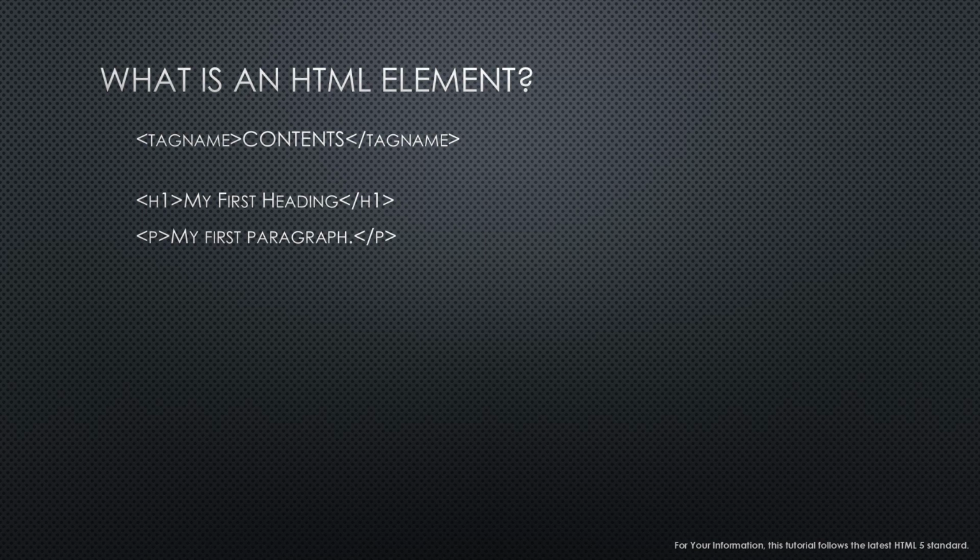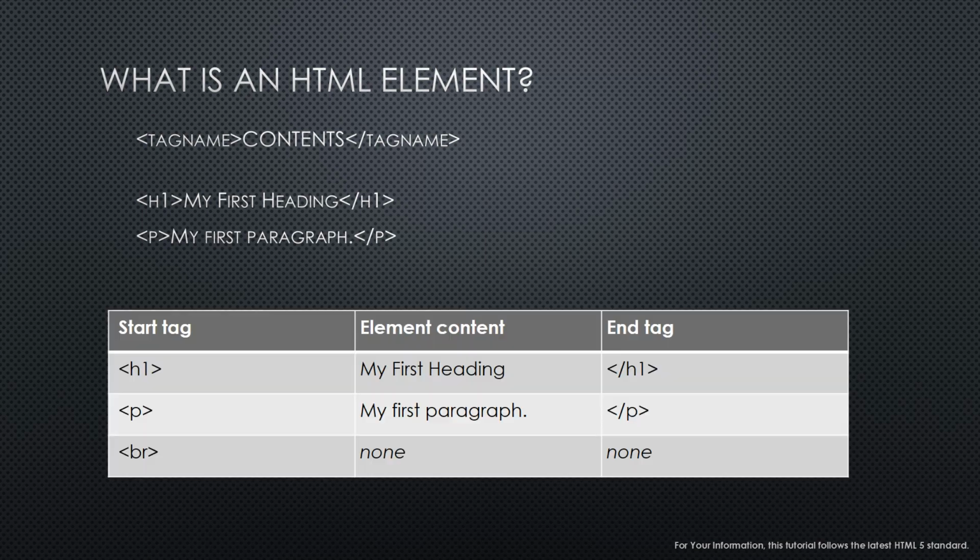So here, this table shows you the start tag, the element contents, and the end tag. If you notice in the third row, there is a BR element. So this describes that some HTML elements have no content, and these elements are called empty elements, which do not have an end tag.